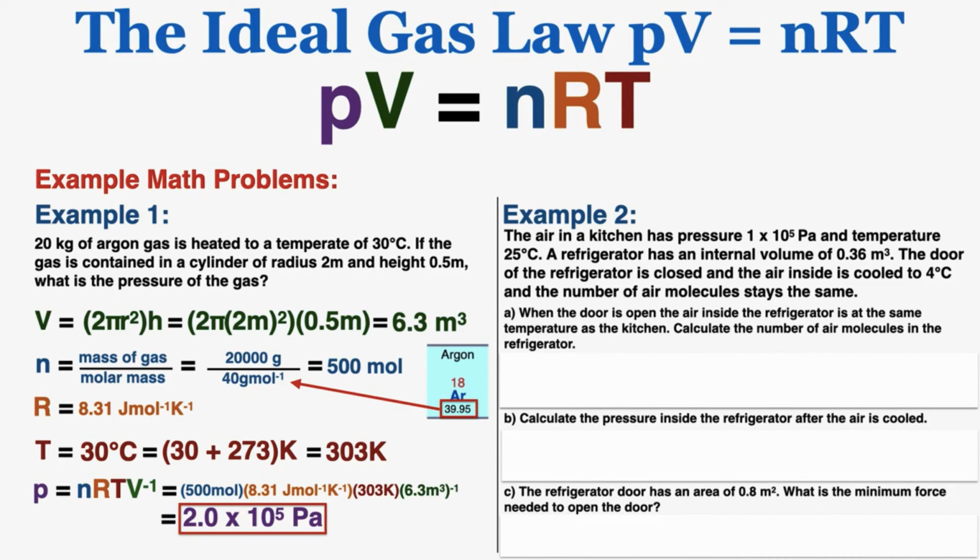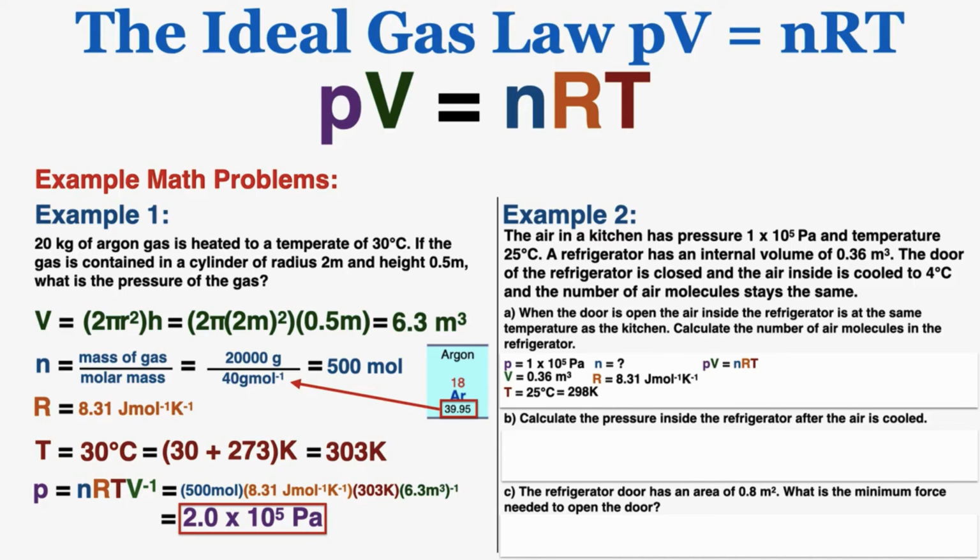In part A, when the door is open, the air inside the refrigerator is at the same temperature as the kitchen. Calculate the number of air molecules in the refrigerator. I know that the pressure inside the refrigerator is the same as outside when the door is open because pressure is always equal when there isn't a barrier between the two gases. The volume of the refrigerator is 0.36, and the temperature is 25 degrees Celsius, which I need in Kelvin, so that's 298 Kelvin. And I need to know lowercase n before I can calculate the number of air molecules. And R is always that same number.